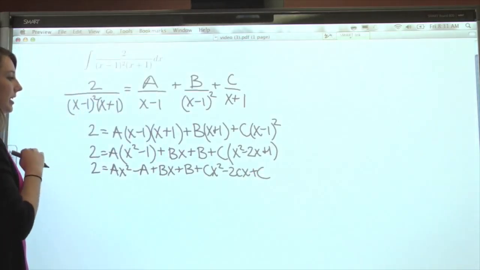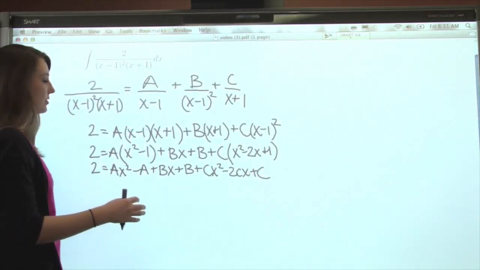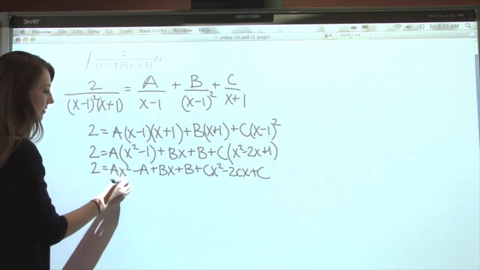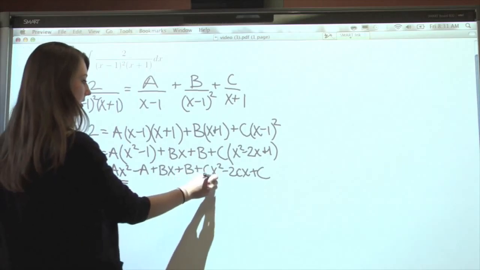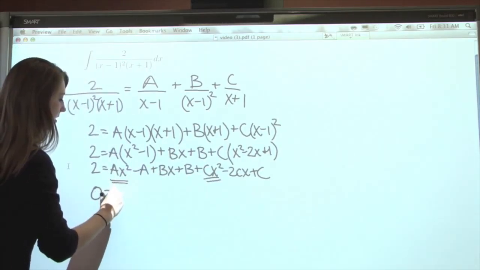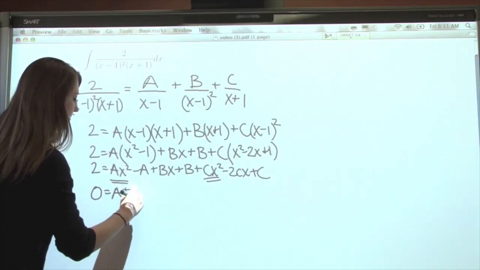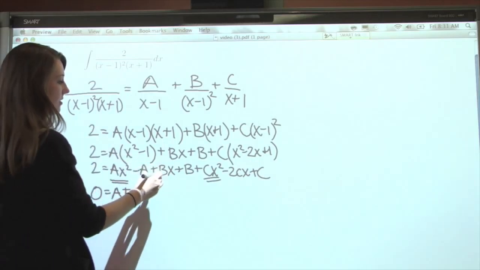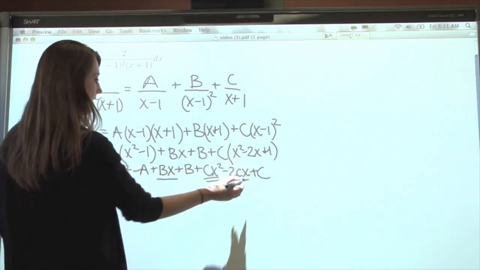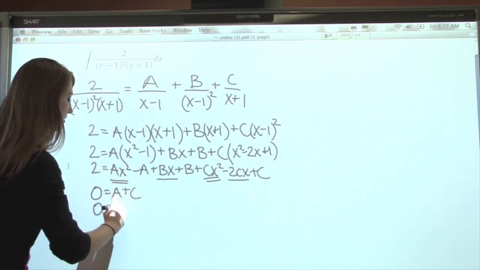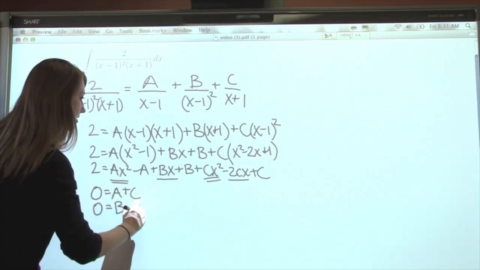Okay, so now once we get to this point, we need to combine terms. So let's start with the x squared terms. So we have one here, and one here, and none over here. So that's going to be 0 equals a plus c. Our next equation, let's look at the x terms. That's here and here. And again, we have none over here, so that's 0 equals b minus 2c.